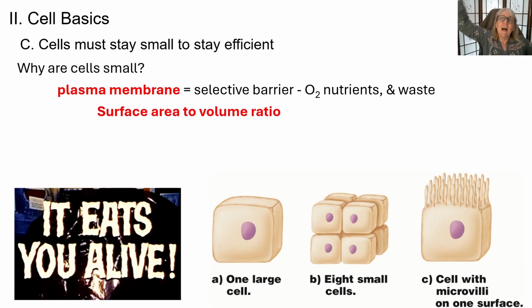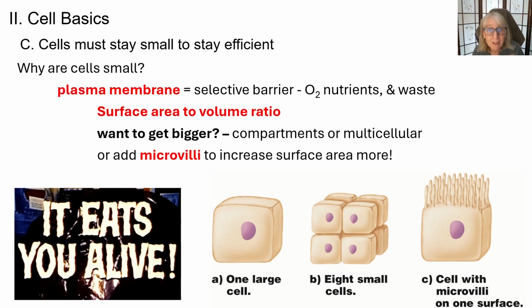But once a cell has a lot of surface area to the amount of inside stuff it's got, it becomes very difficult to maintain the movement of things like oxygen and nutrients and waste that are needed for that cell to keep itself alive, to do all of its metabolism. If you want to get bigger, there's some options. If you want to get big like a eukaryotic cell, you can add containers and specialized places where reactions take place isolated from the rest of the cell.